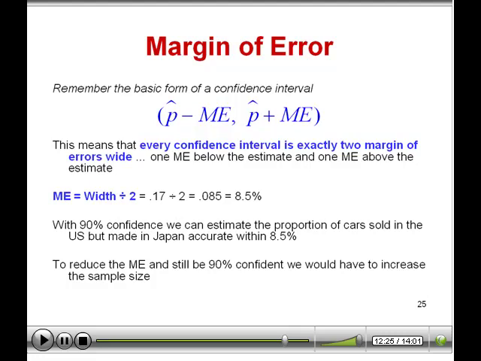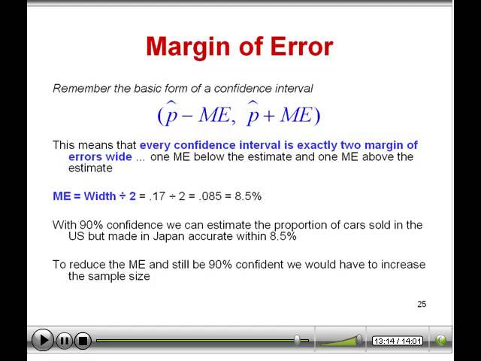If we remember the big idea behind constructing a confidence interval, it is to take our sample p-hat and then add and subtract the margin of error. So we realize that every confidence interval is exactly 2 margin of errors wide. Why exactly 2? Well, we go 1 margin of error below p-hat and 1 margin of error above p-hat. That's 1 on each side, or 2. So it is very important to remember that every confidence interval is 2 margin of errors wide.